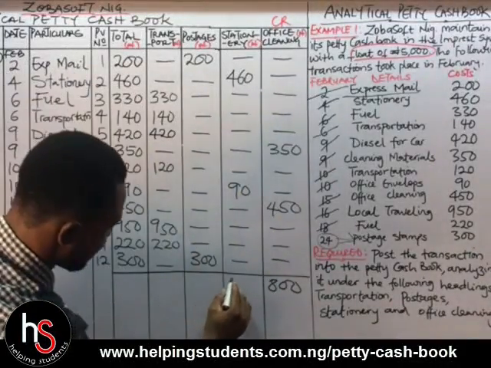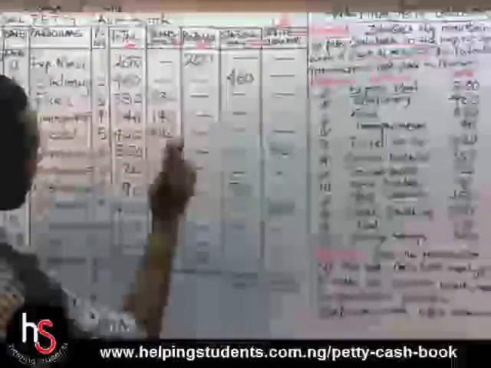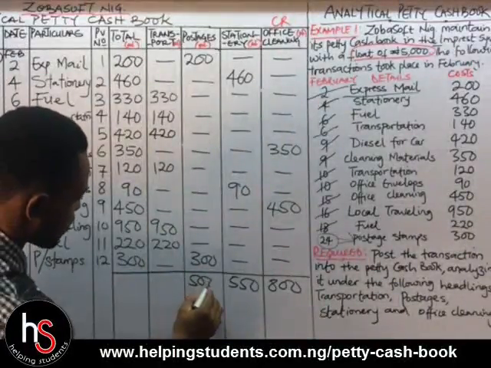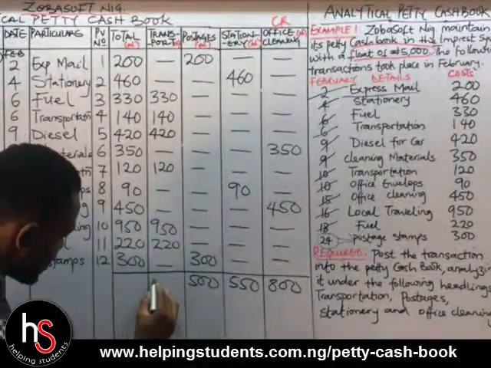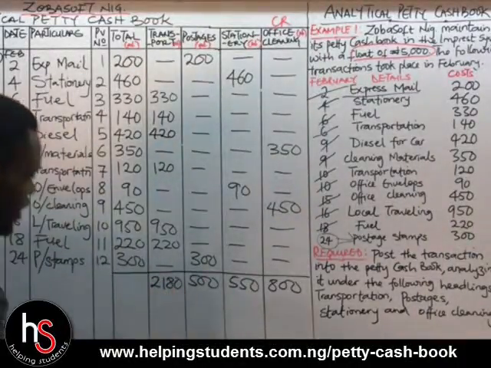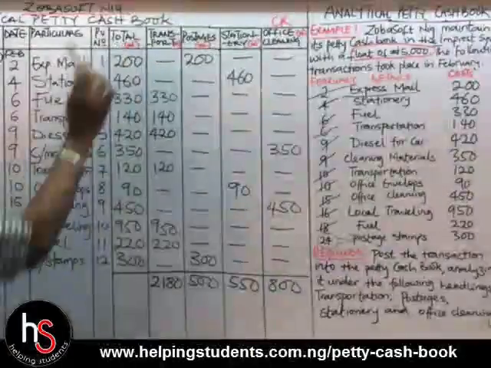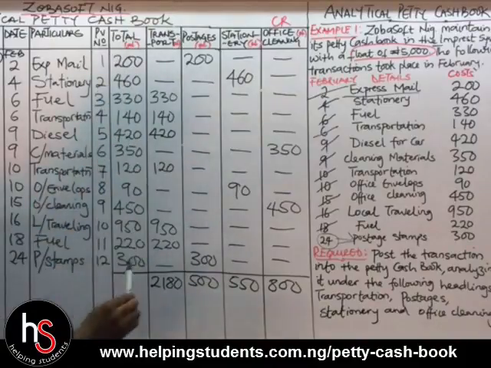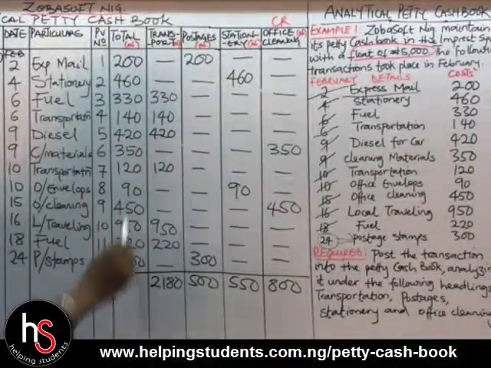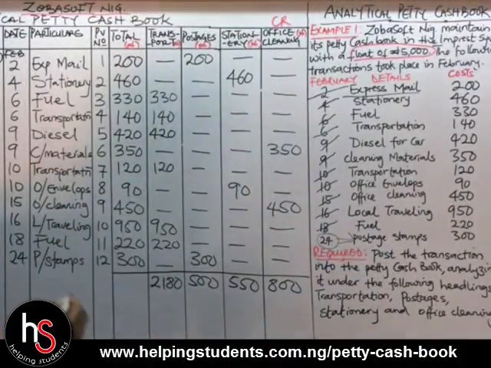This gives us 550. This gives us 500. And this gives us 2,180. Now, this is the total. We need to get the summation of everything, every figure we have under the total. And once we sum it up, it gives us 4,030.